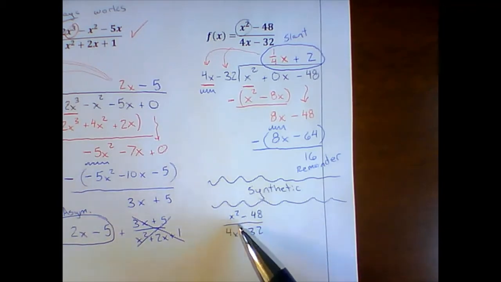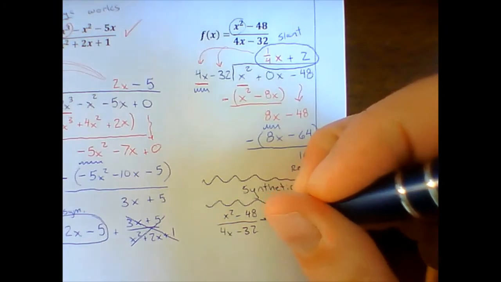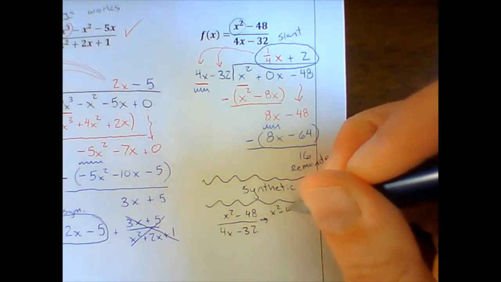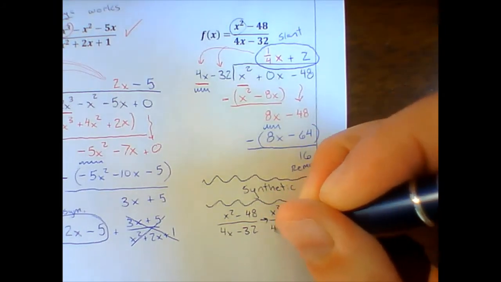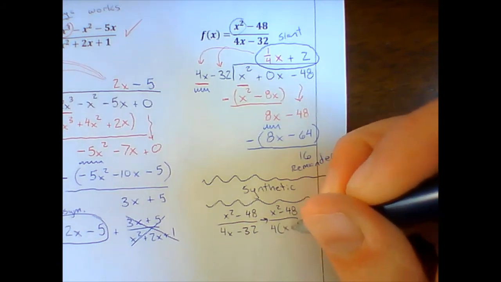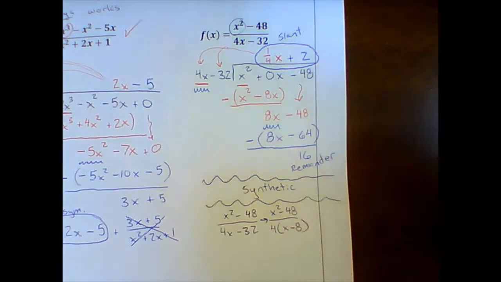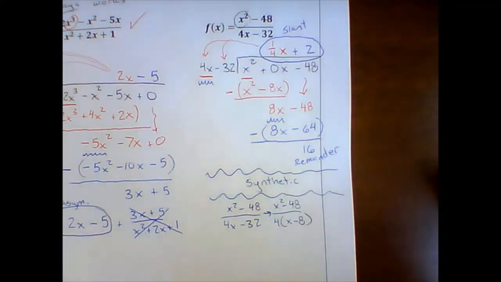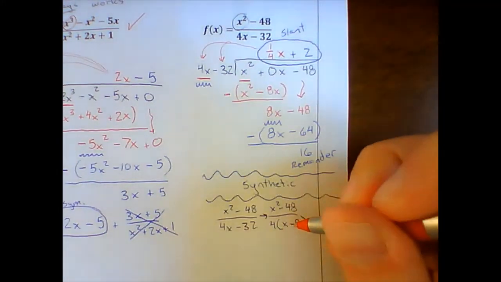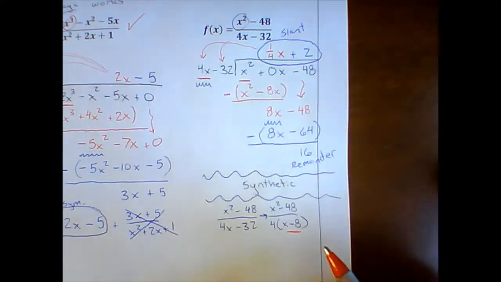That's a group on the bottom. It's actually a group on the top too. That's why nothing's canceling. But I'm going to pull out the 4, and that leaves behind x minus 8. So see how I basically undistributed the 4, factored out the 4. That's the part I'm going to use.